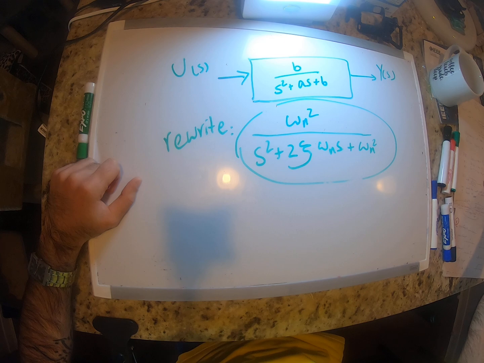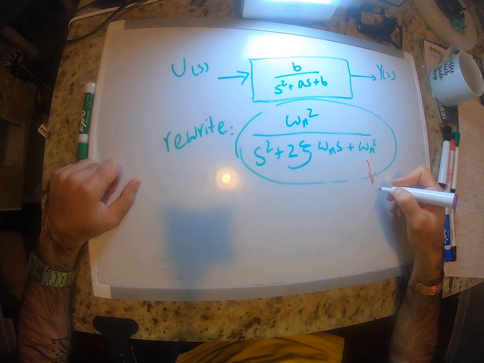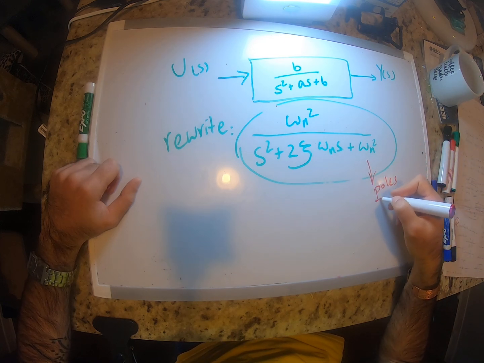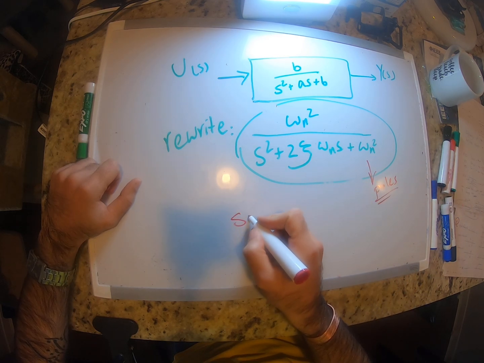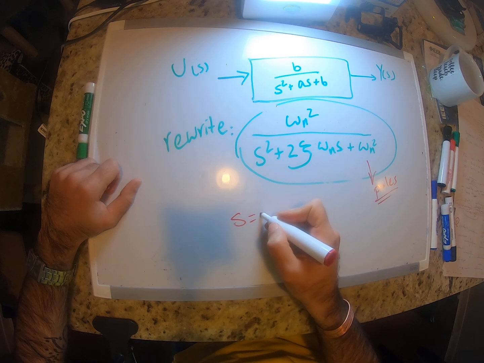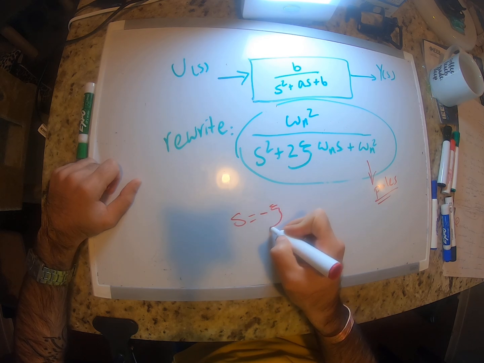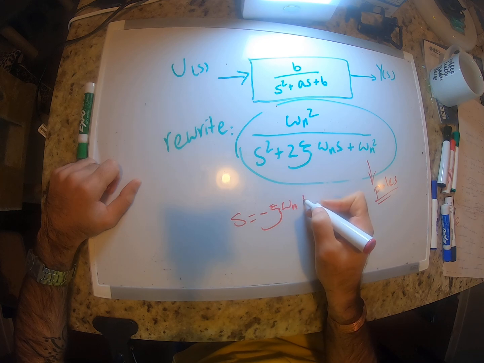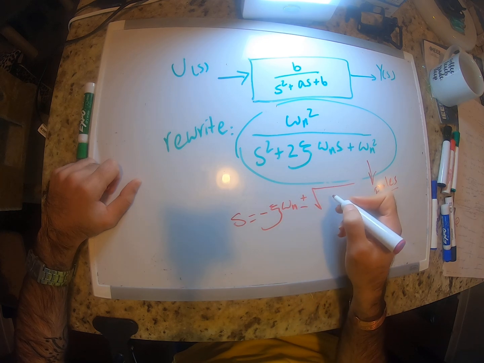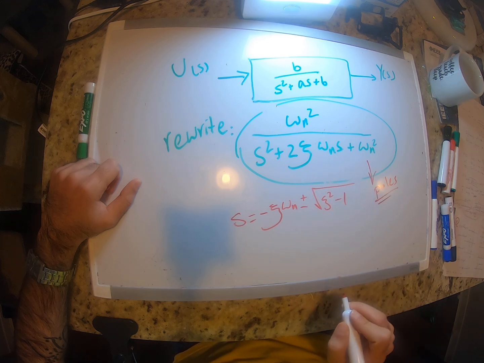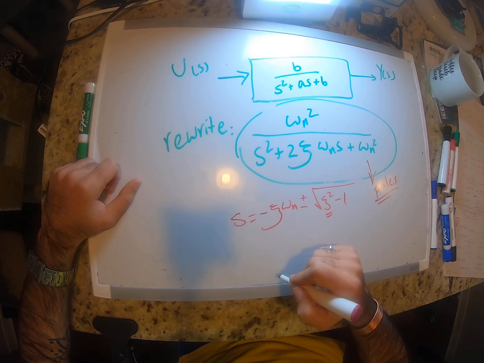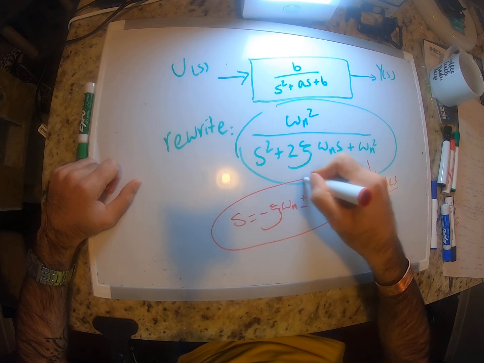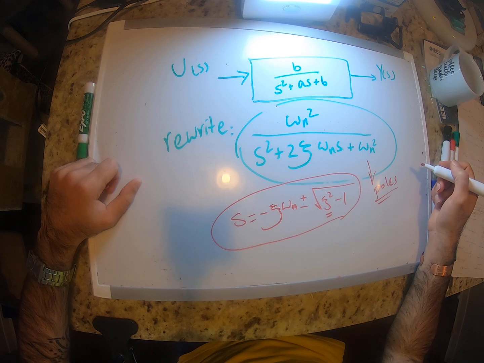And if you find the poles of this system, s is going to be equal to negative zeta omega n plus minus omega n square root of zeta squared minus 1. Okay, so based on the value of zeta, you are going to end up with different frequency responses and time domain responses.